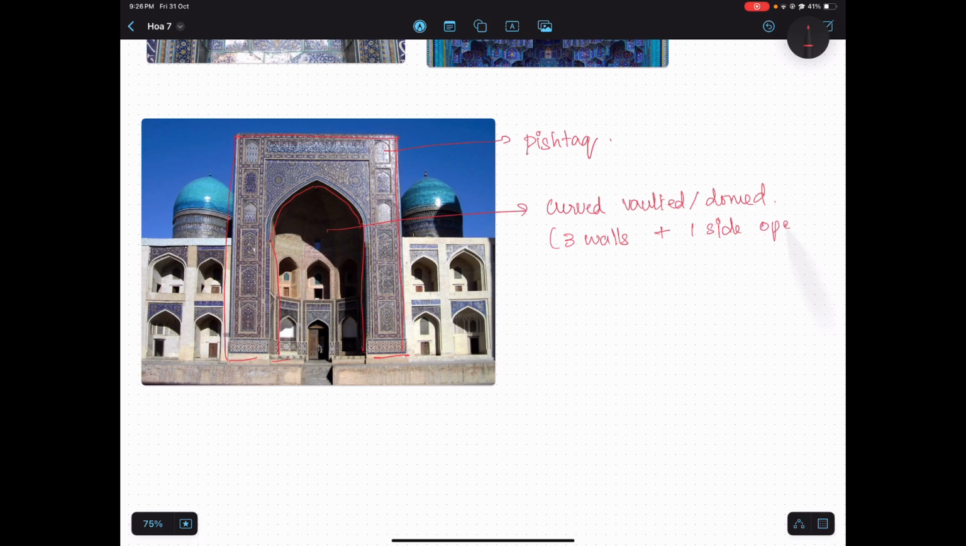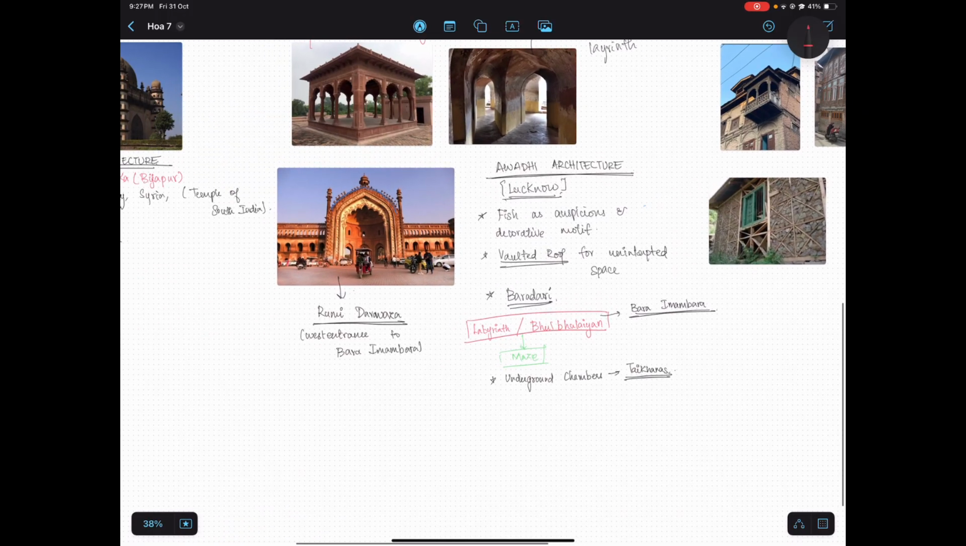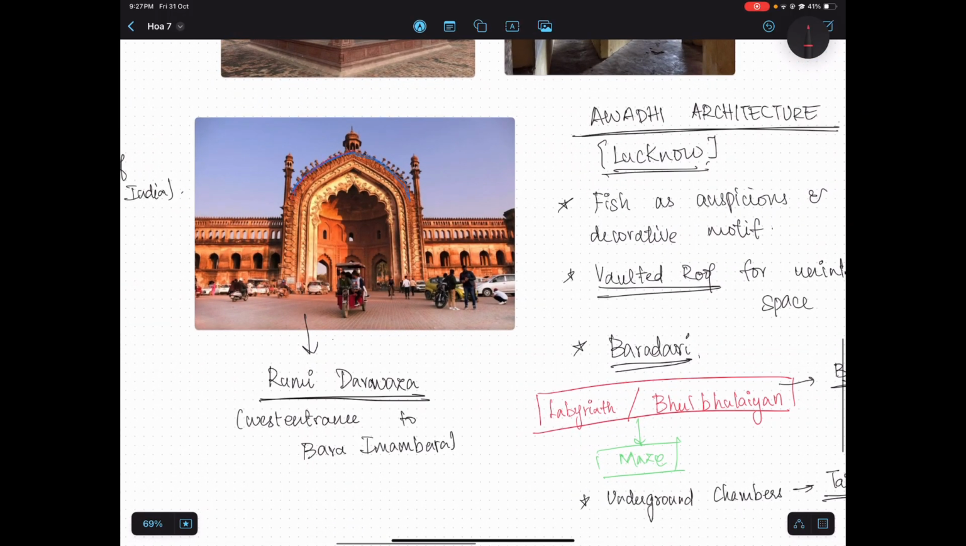So this part is called Livan or Ivan. So it has two names. So this is Pishtak and this is Livan or Ivan. So let's go back to our Awadhi architecture. You can see the Pishtak here is curved. So that was very famous.